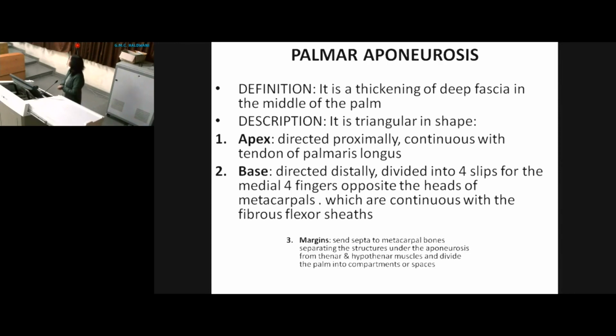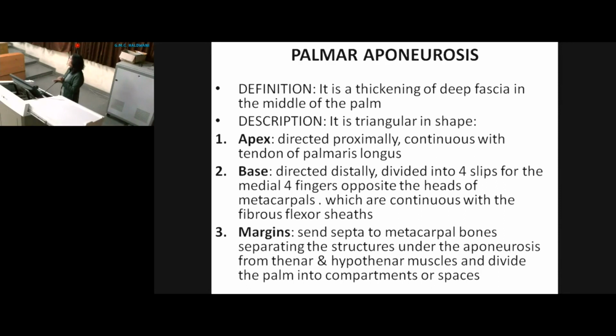Now, because it is found in the center of the palm, the margin of this thickened deep fascia sends septa from superficial to deep, and these septa attach to the lowermost part, that means they attach to the bone, or the metacarpals. And then it divides the palm into compartments. You can say there is the central compartment, which is covered by this triangular thickened deep fascia, the palmar aponeurosis. And what is its purpose? Why is it in the center only?